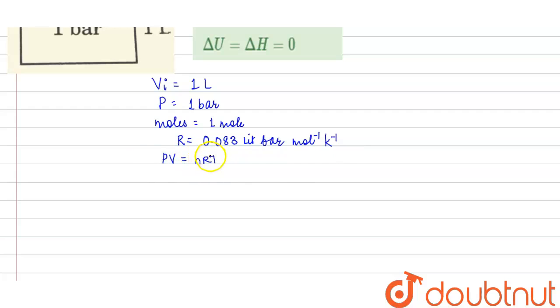The gas is almost ideal, so by the ideal gas equation PV equals nRT, we will calculate the initial temperature. The initial temperature will be equal to P initial V initial upon nR. So P is 1 bar, initial volume is 1 liter, divided by moles 1 and 0.083, the universal gas constant. By solving this, you will get the approximate temperature, that is equal to 12 Kelvin.